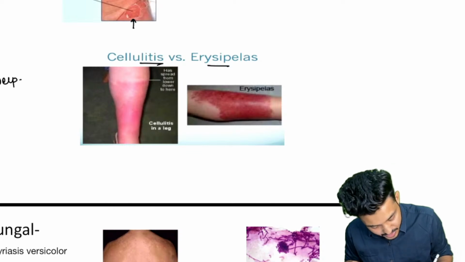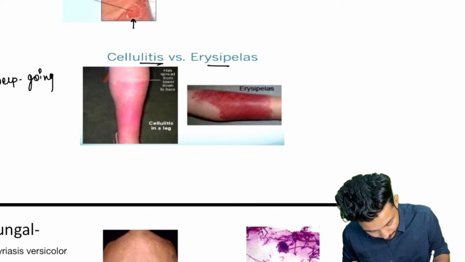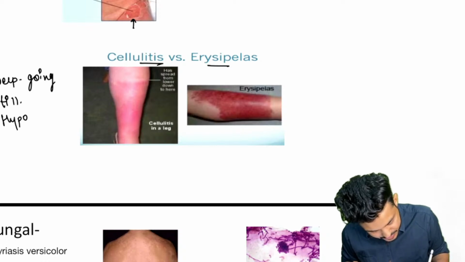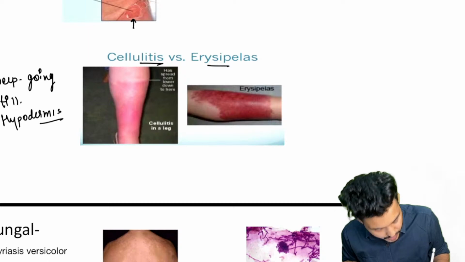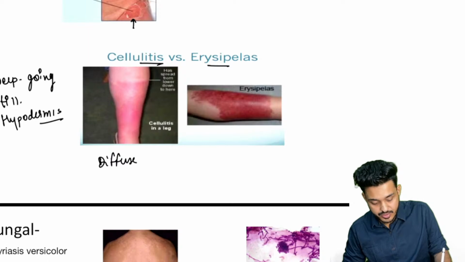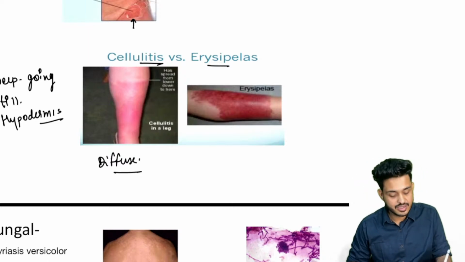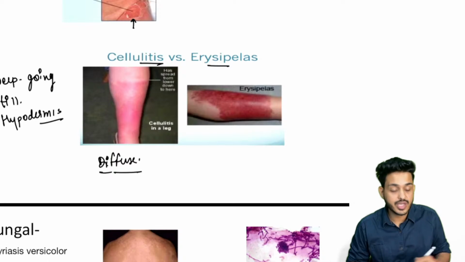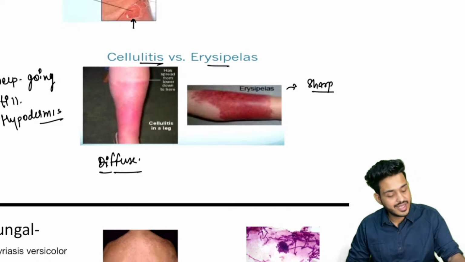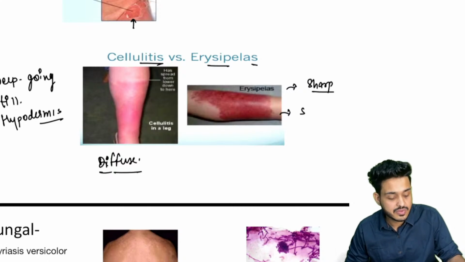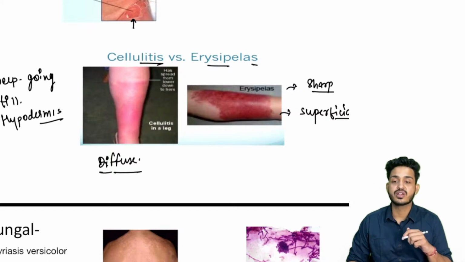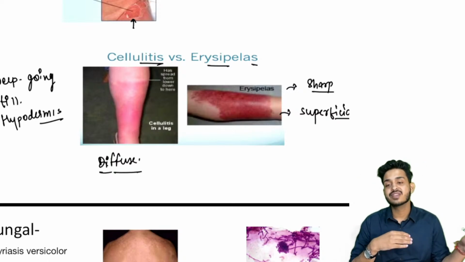So it is deep, going till hypodermis. Here the lesion will be a diffuse kind of lesion. Erysipelas will have sharp demarcations, and erysipelas will be a superficial lesion. Erysipelas will be superficial, on the surface, and cellulitis will go deep.